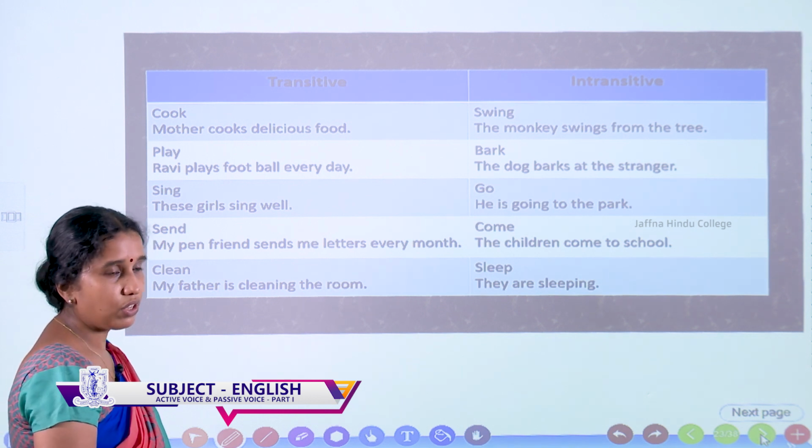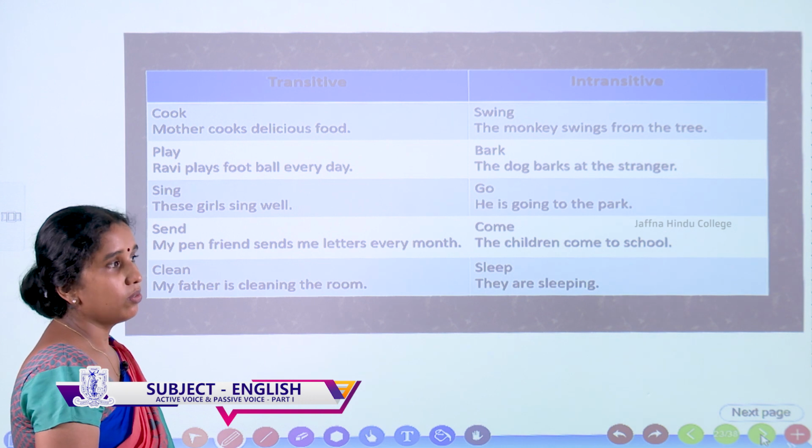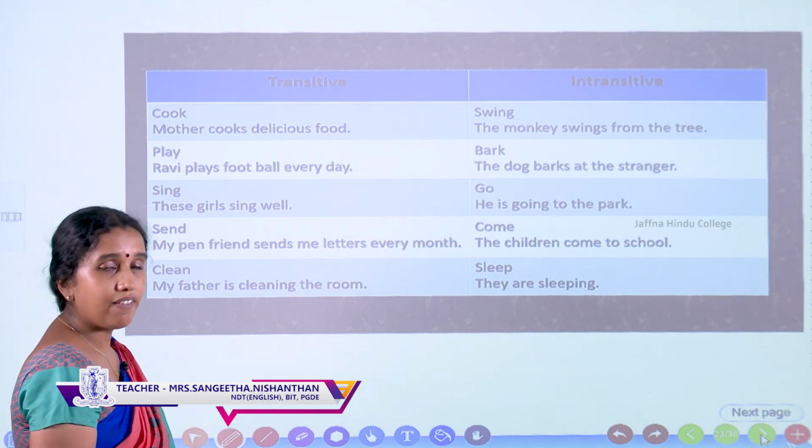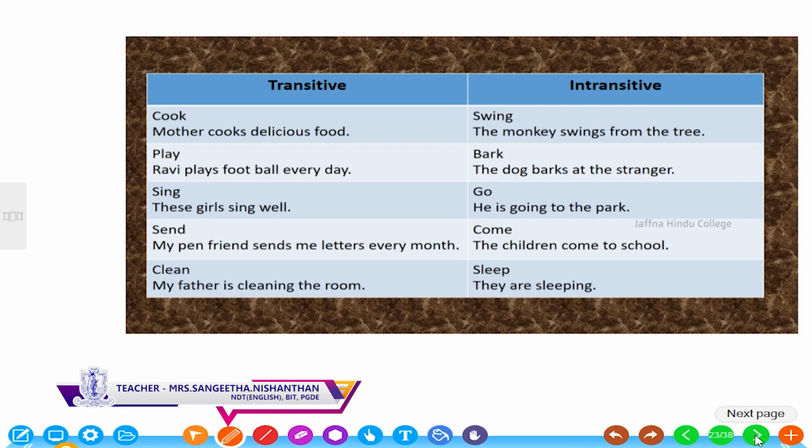In passive voice, we need an object. So, if the verb does not carry an object, we can't change it into passive voice. Look at some examples for transitive verb and the intransitive verb. Cook. Mother cooks delicious food. Who? Mother. Cooks. What does she cook? The answer is delicious food. So, the answer, this is the object.